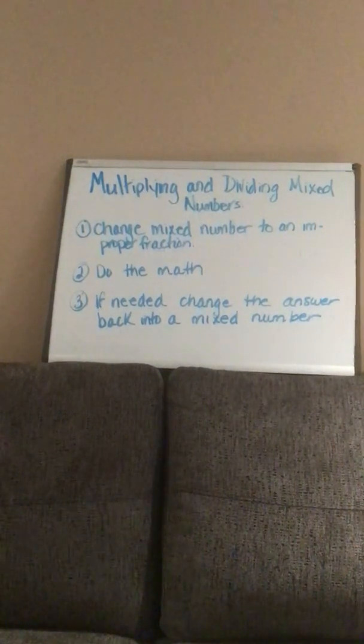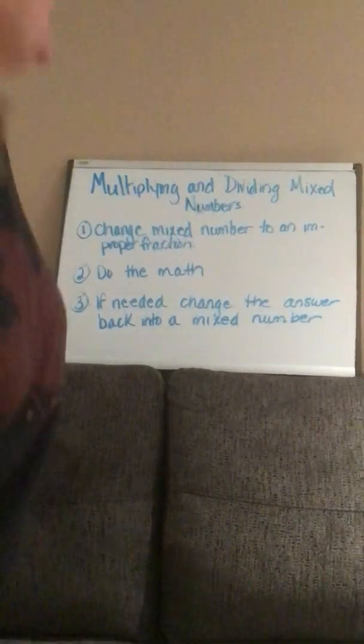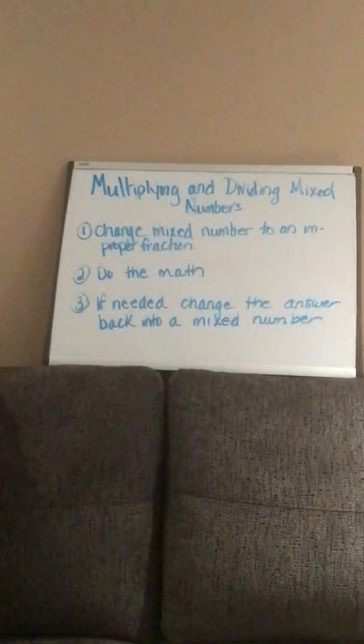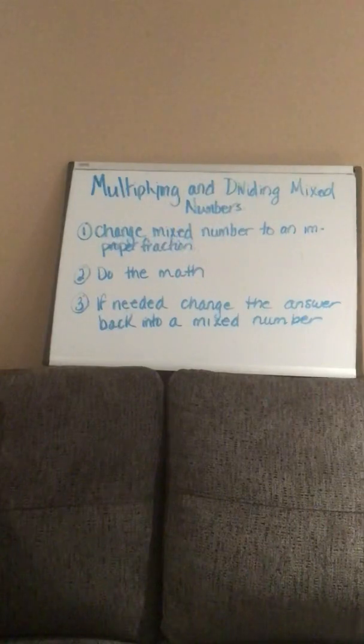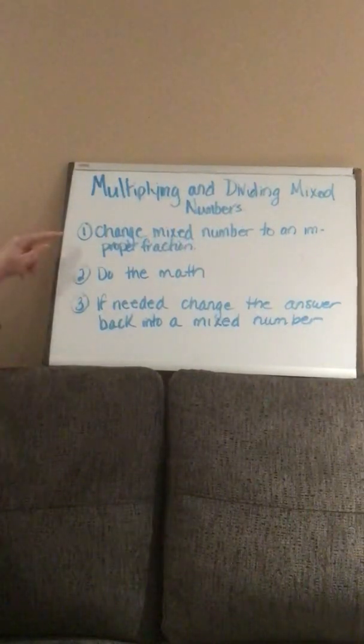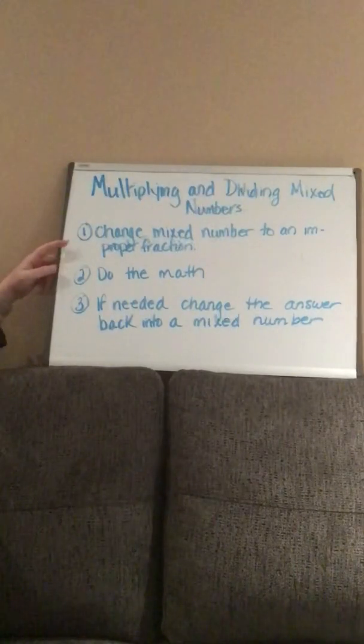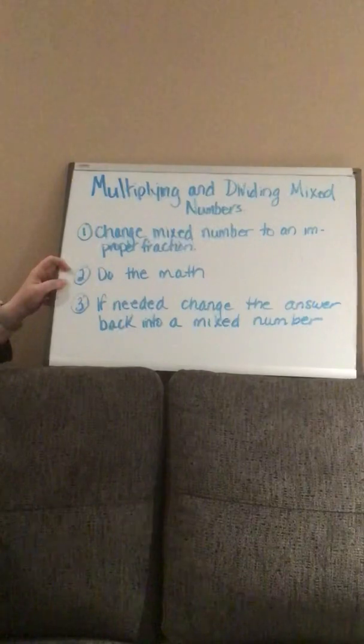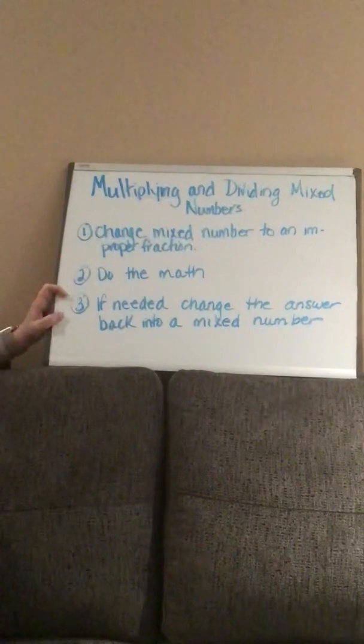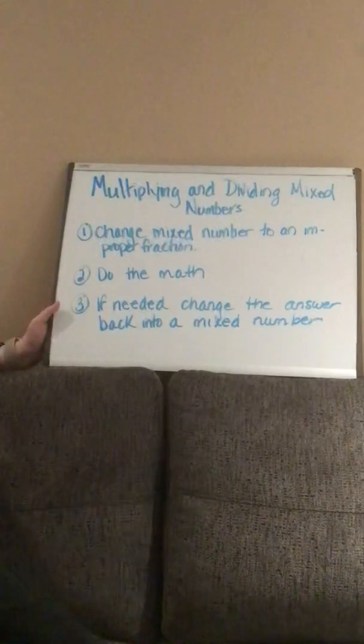Good morning. Today we're going to look at multiplying and dividing mixed numbers. A little bit easier than adding and subtracting because again we don't need to find that common denominator. So step 1, change the mixed number to an improper fraction. 2, do the math. 3, if needed, we change our answer back into a mixed number from the improper fraction.